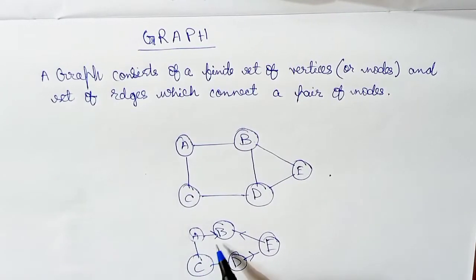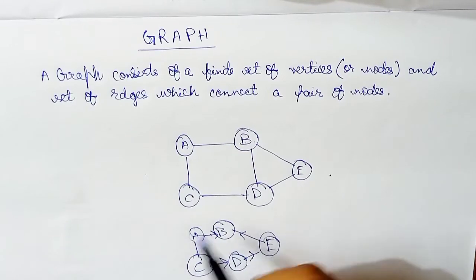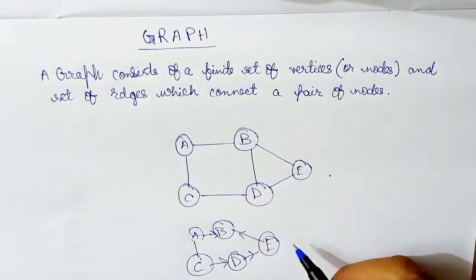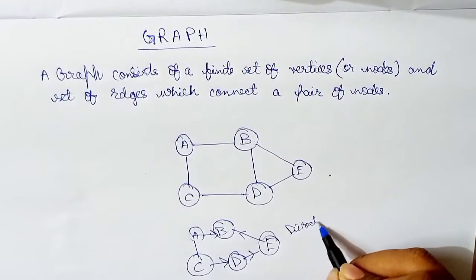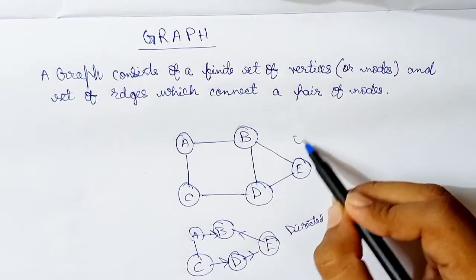Here you can see that the edges have directions associated with them. So hence we can say that this is a directed graph and this is an undirected graph.